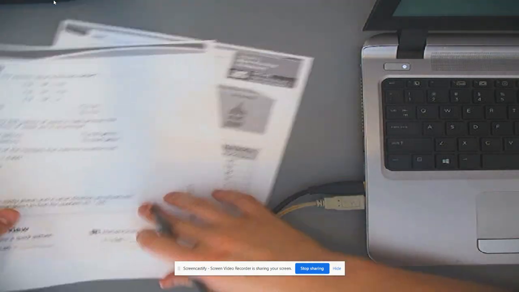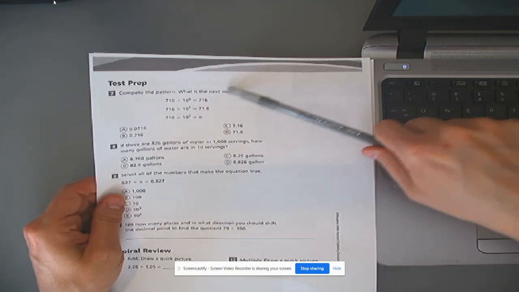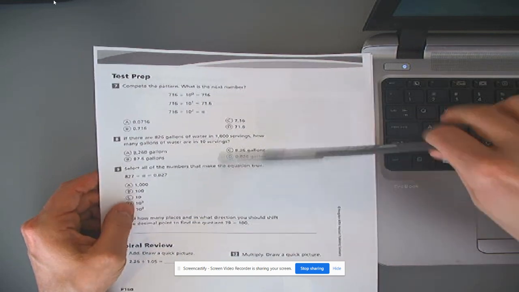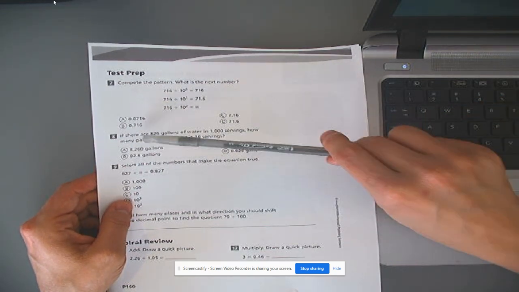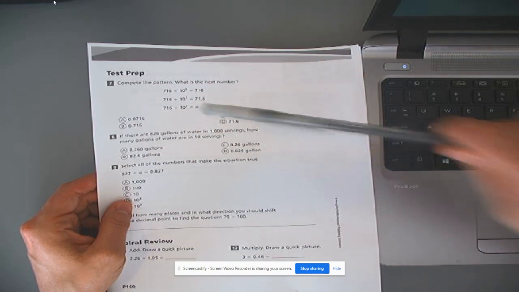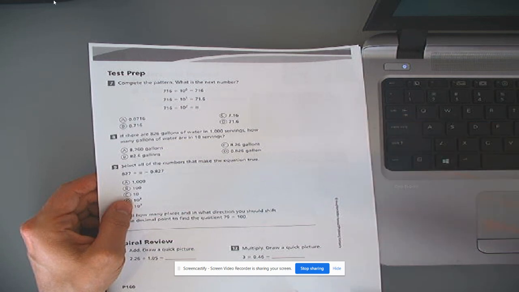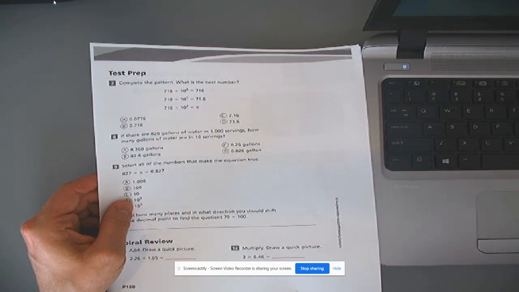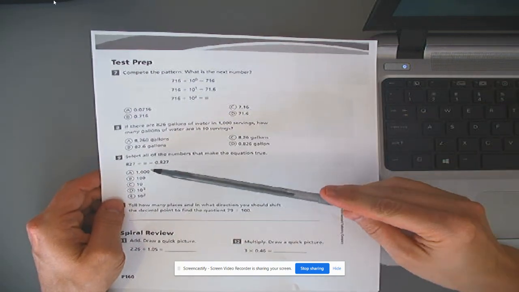All right, I don't have it on the back, so I had to print these out. Last thing, test prep, complete the pattern. Okay, it's showing you, just continue to complete the pattern. If there are 826 gallons of water in the 1,000 servings, how many gallons of water in 10 servings? Okay, so we need to find out how many gallons of water in 10 servings. Select all the numbers that make the equation true.